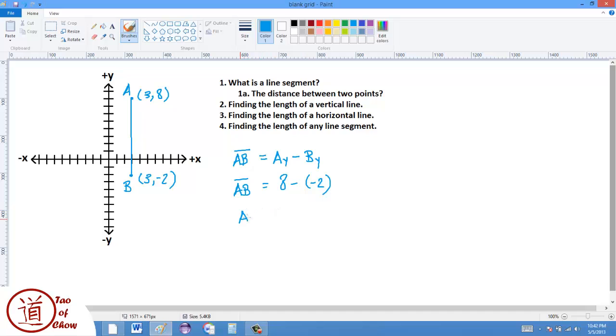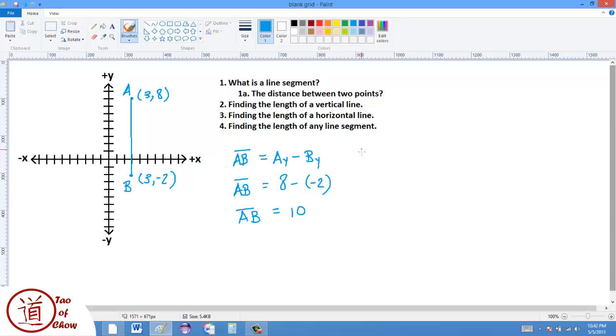Okay, and then the length from A to B is equal to 10. It makes sense because it goes from 8 to 0 here, which is 8, and 0 to -2, which is a length of 2, so that's a total of 10. Now, a lot of times people will ask, well, what if we reverse this equation? Then we're going to get the wrong answer.